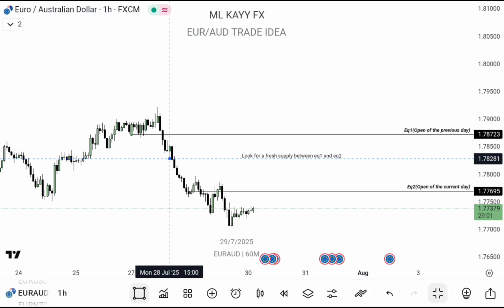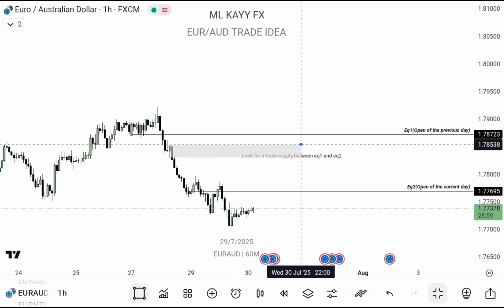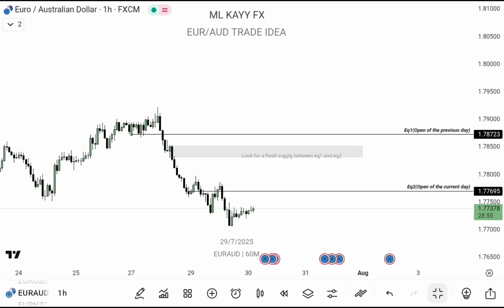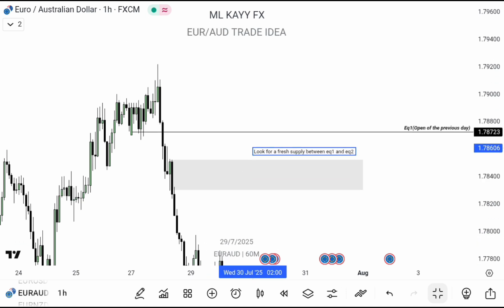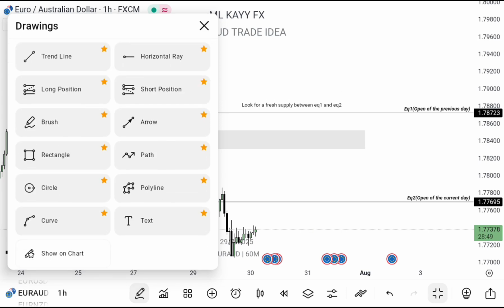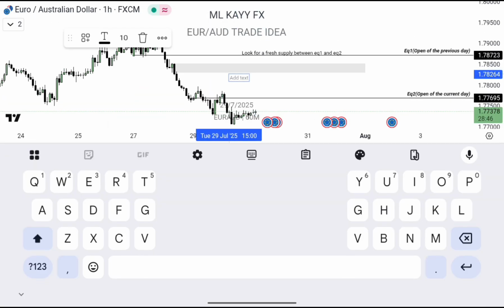Okay, so here we identified a fresh drop-based drop on the 1-hour time frame. So we're going to drop down to lower time frames to refine it, to actually check if on other time frames the zone is fresh or not.